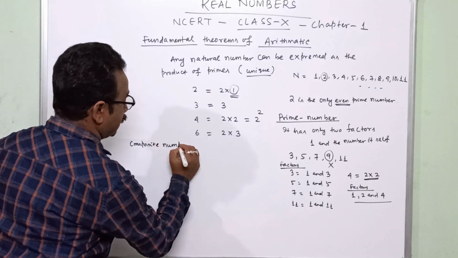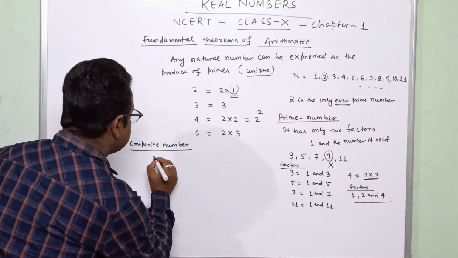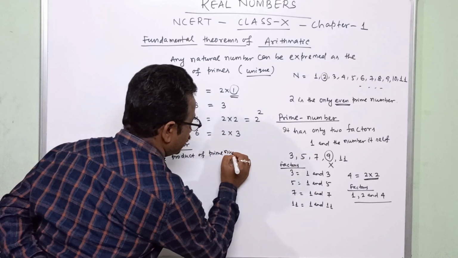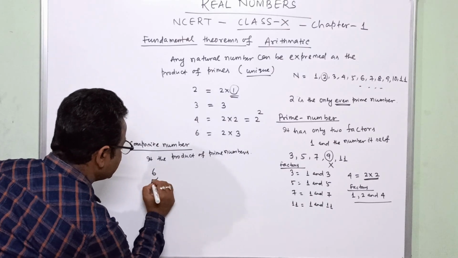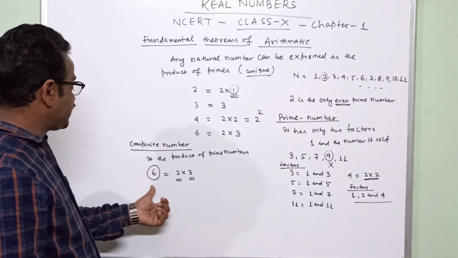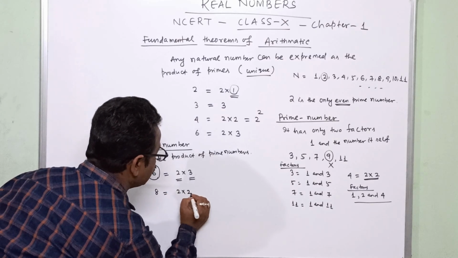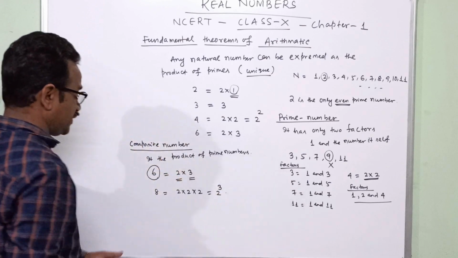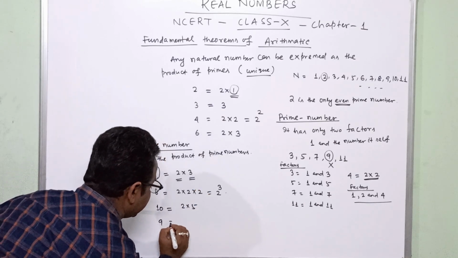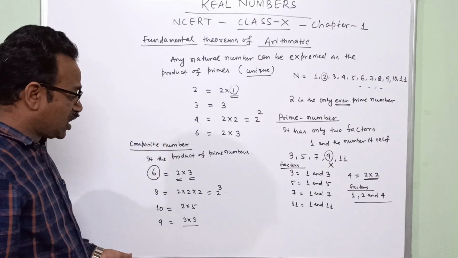Composite number. I am recalling these things that you know from earlier. A composite number is the product of prime numbers. Let's say 6. 6 is equal to 2 into 3. 2 is a prime number, 3 is another prime number. So 6 is equal to 2 into 3, and 6 is a composite number. If you write 8, it is 2 into 2 into 2, which is 2 to the power 3, so it is also composite. 10 is equal to 2 into 5, composite. Now 9, 3 into 3, composite, because the factors of 9 are 1, 3, 9. So these are composite numbers.